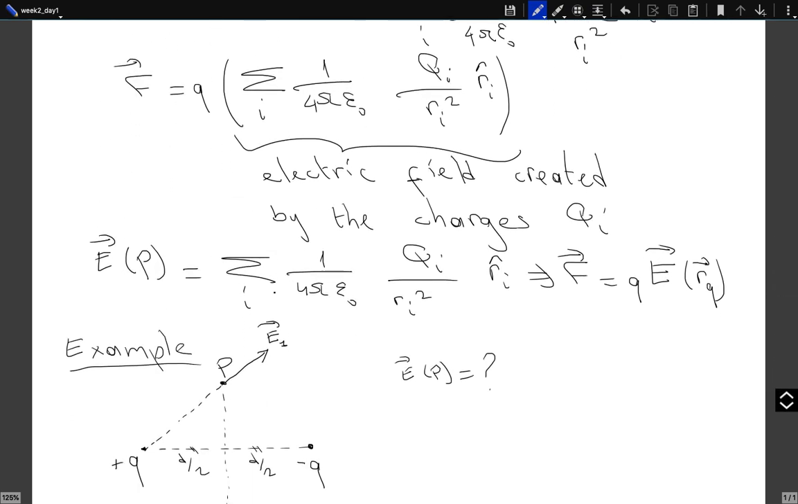So that's what I used over here. Here I have a positive charge. It's creating an electric field at this point, and it will be pointing away. Then I have a negative charge over here. It will also be creating an electric field at that point P. But this time, since it's a negative charge, the electric field will be pointing towards the negative charge. So this is my, let me call it E2.